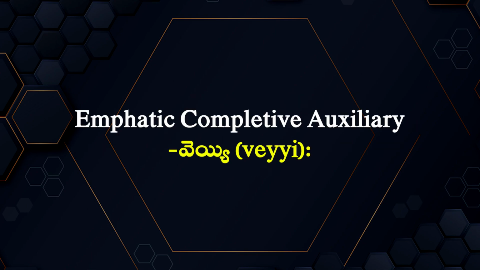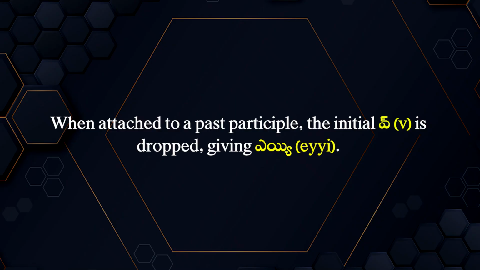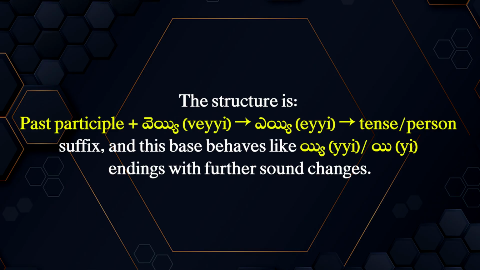Next one, emphatic completive auxiliary వెయ్యి. The auxiliary వెయ్యి adds a sense of thoroughness, intensity or deliberate force to a completed action. When attached to a past participle, the initial వ is dropped, giving ఎయ్యి. The structure is past participle plus వెయ్యి becoming ఎయ్యి, finally plus tense and person suffix, and this base behaves like e or ē endings with further sound changes.